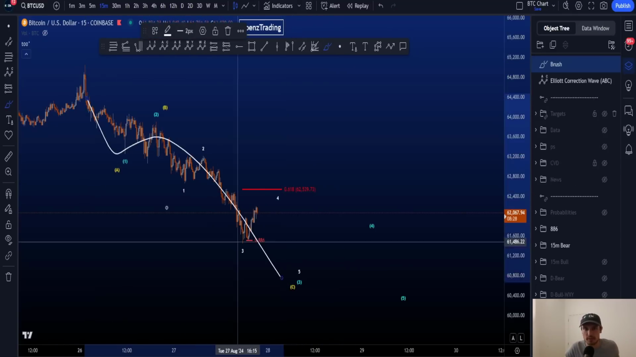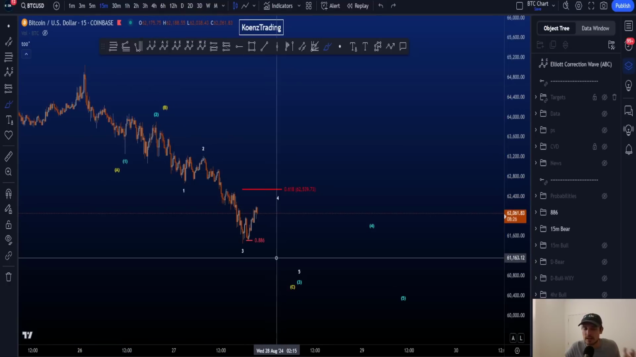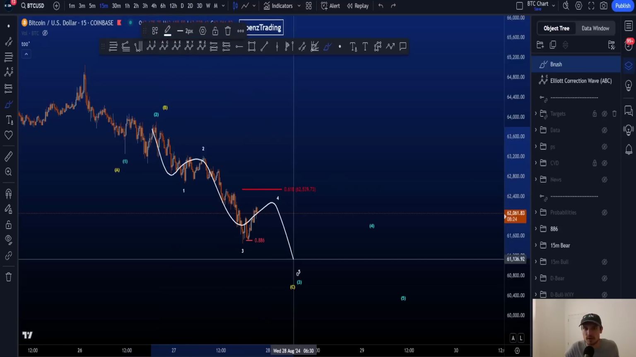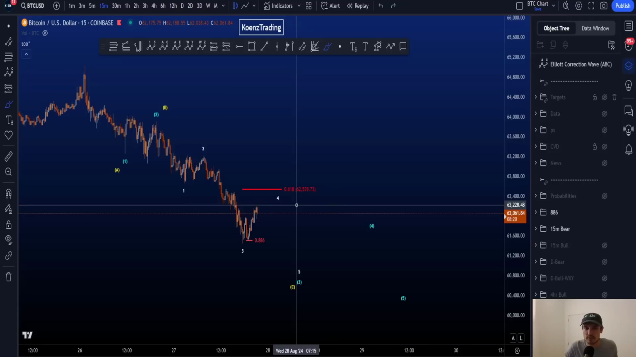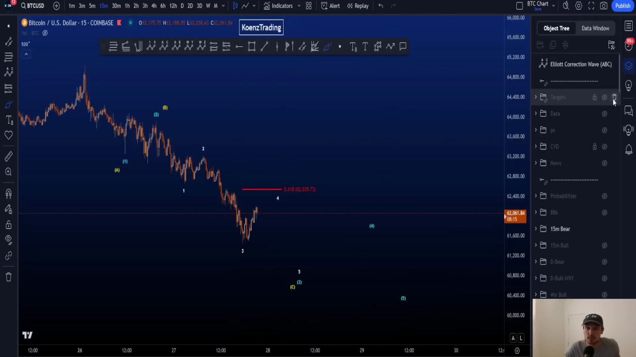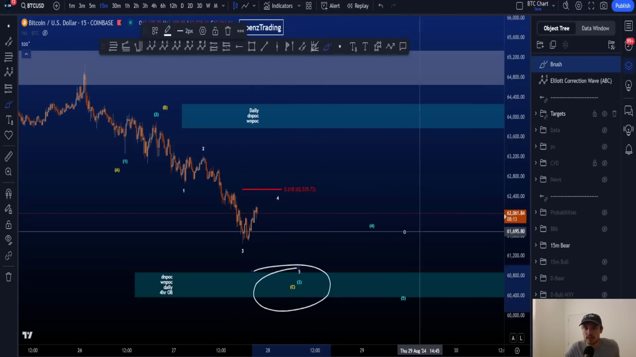So you have A, B, C, 1, 2, 3. In C and in 3, you're looking for a 5-wave structure. Preferably, of course, don't hit the 0.618, right? It invalidates a wave 4. But you're looking for one more low in both of these structures, preferably also hitting the support area we have here.